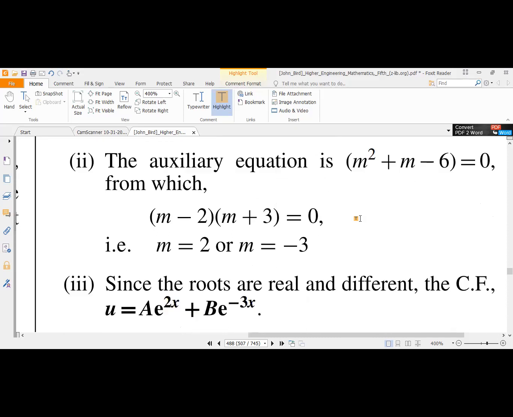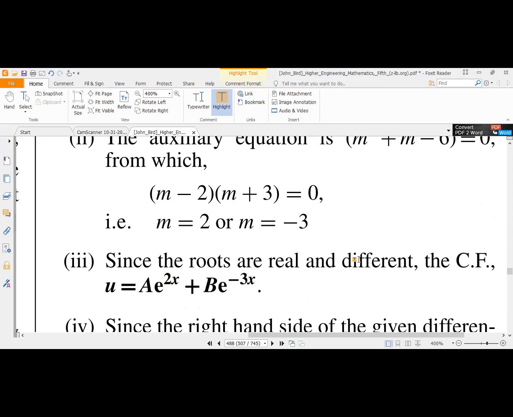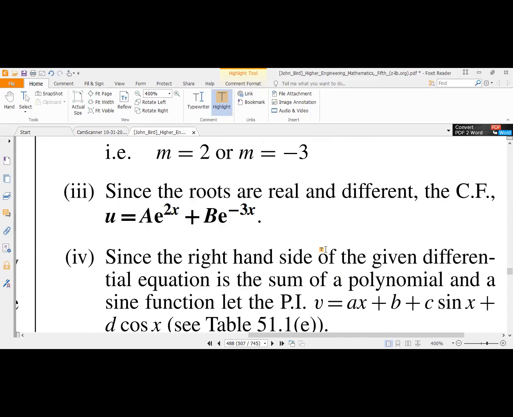So in that case, what will be the solution? What will be the complementary solution? The complementary solution will give me a e to the 2x plus b e to the minus 3x. Are we all together with it? There's no problem. Yes, sir. Everybody's yes. I know there's no problem with the complementary solution. So now let's focus on the real problem.